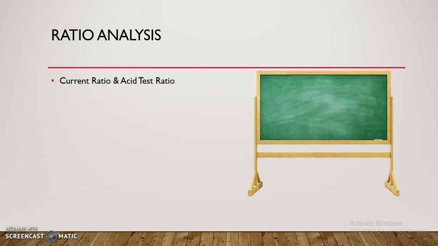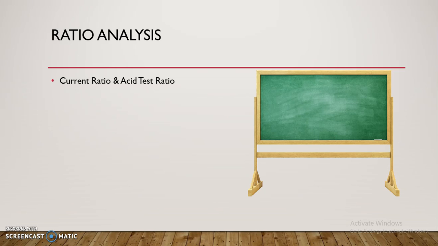Now, the current ratio compares current assets versus current liabilities. We are trying to know if our current assets, meaning debtors, inventories, other advances and deposits, are enough to pay off our current liabilities, such as suppliers and other things.